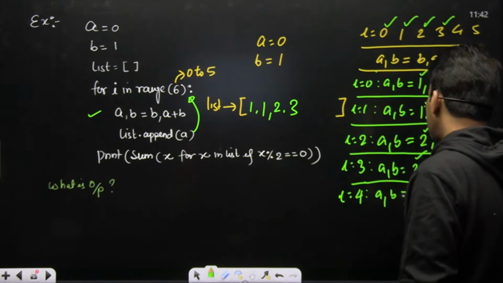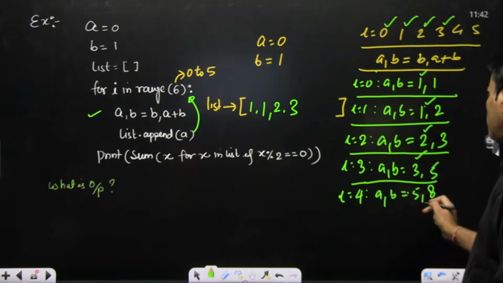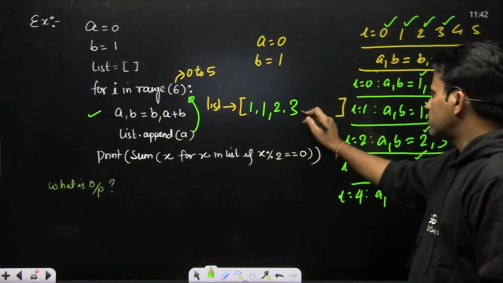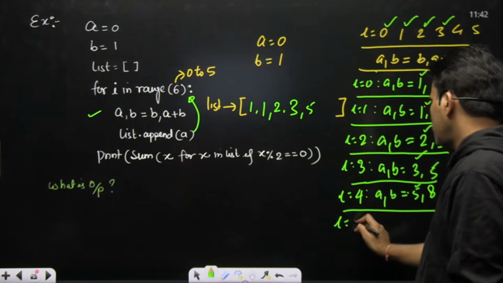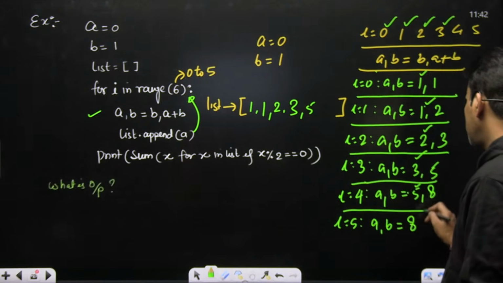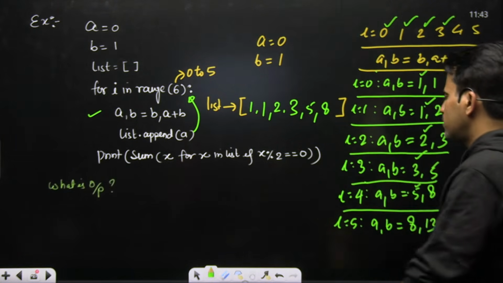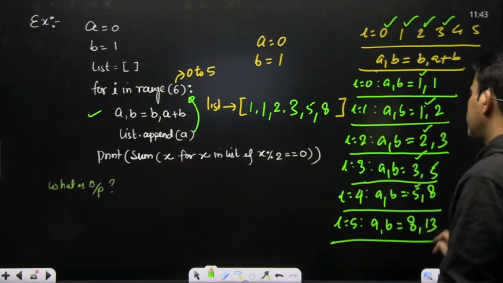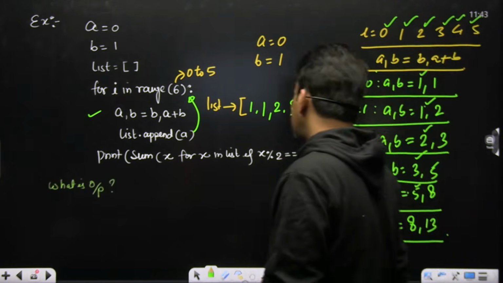Okay. Now i equals 4. a, b equals b, a + b. b is 5. a + b is 8. Okay. So what is a? Sir, append a, which is 5, here. Okay. Now i equals 5. a, b equals b, a + b. b, a + b is 13. So this is 8. Append this 8. And after this, you exit from the loop.